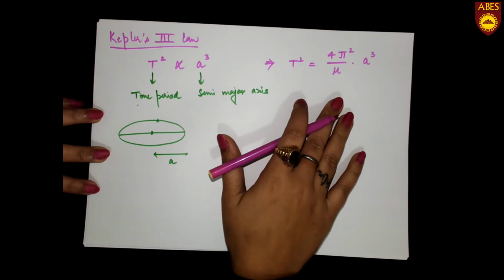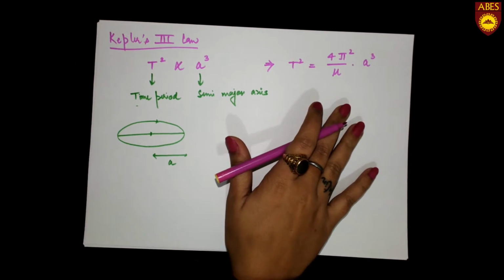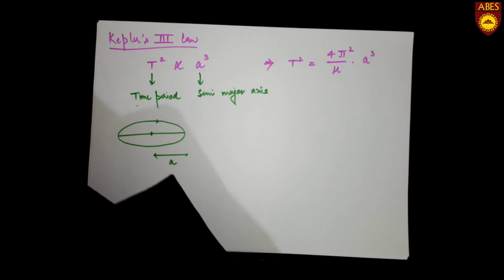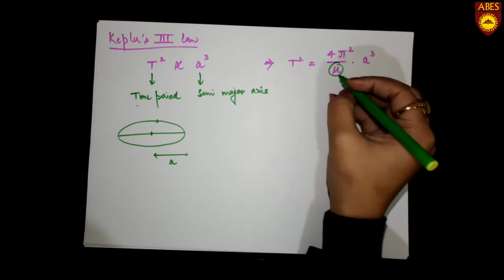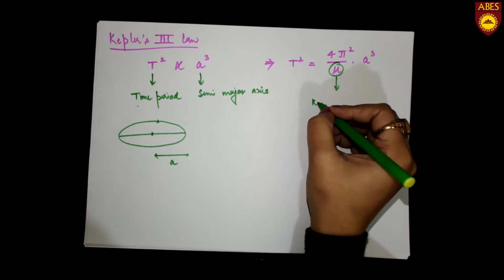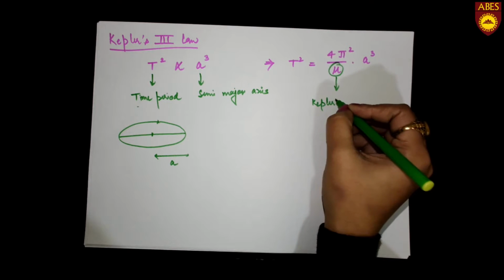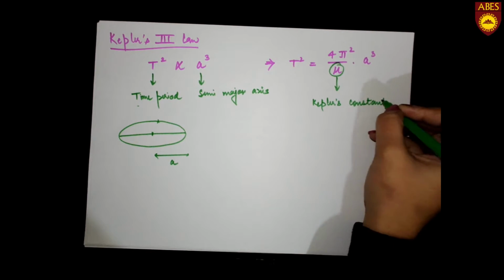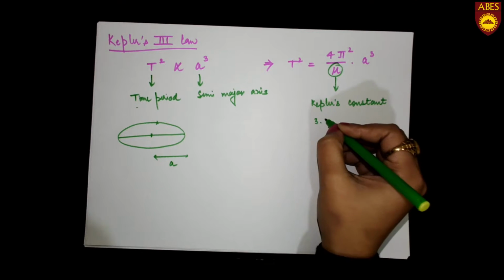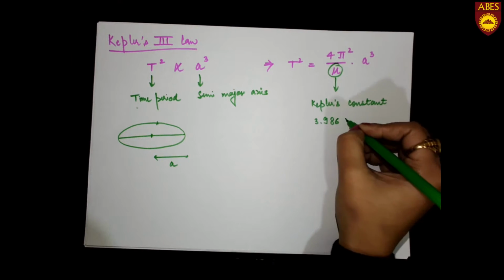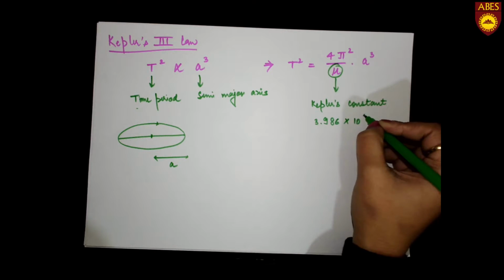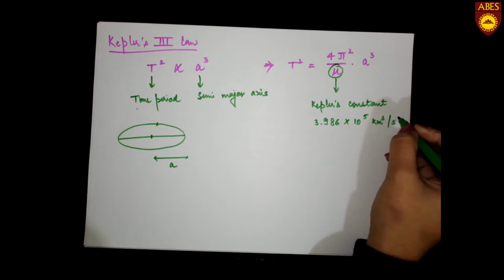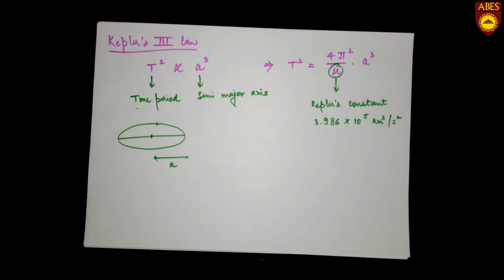Now these are Kepler's three laws of planetary motion. Now here mu is Kepler's constant, and its value is 3.986 into 10 to the power 5 kilometer cube per second square.